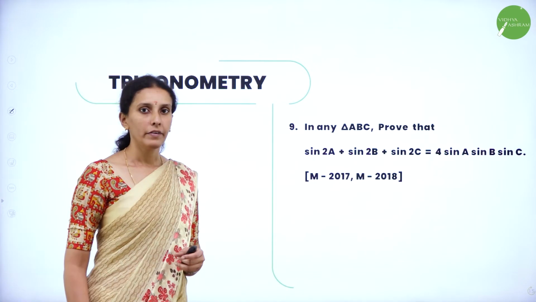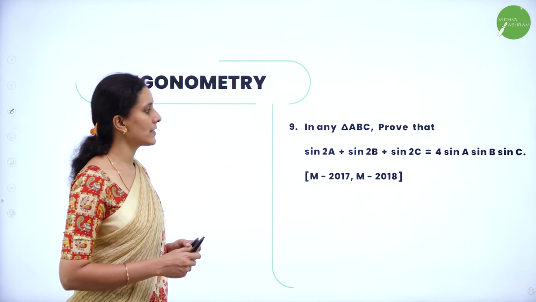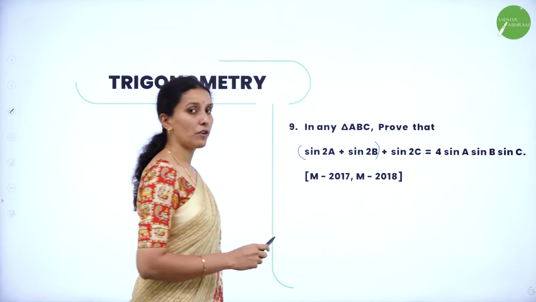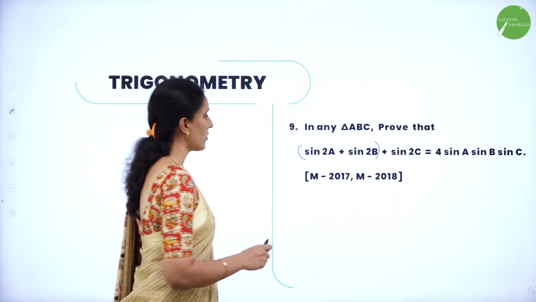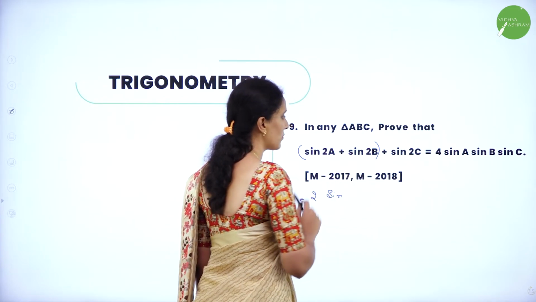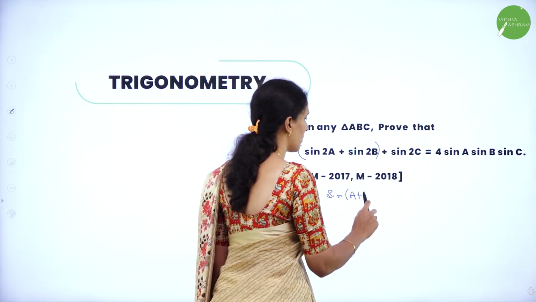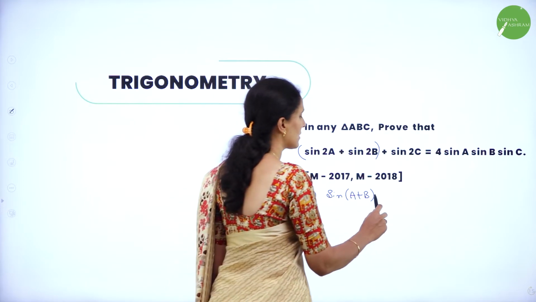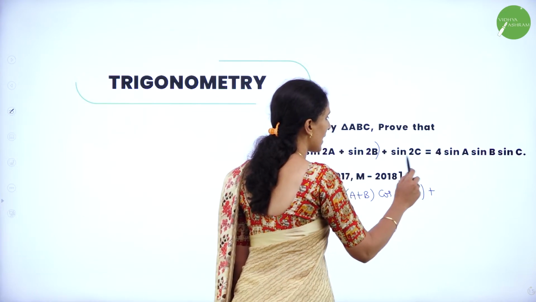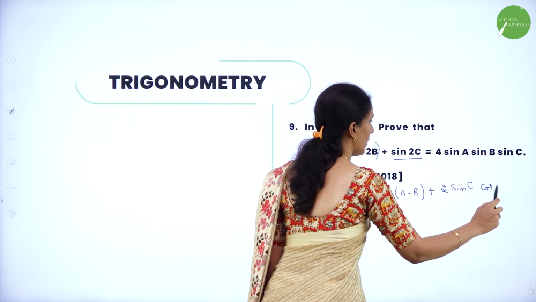So the next one, we have sine 2A plus sine 2B plus sine 2C is equal to 4 sine A sine B sine C. First let us take sine 2A plus sine 2B. We have this in the form of sine x plus sine y. So I can write this as 2 sine of (x plus y)/2, that is (2A plus 2B) divided by 2, so I will get it as A plus B. Next cos of (x minus y)/2, so it becomes cos of A minus B. Plus sine 2C, I can write it as 2 sine C cos C.